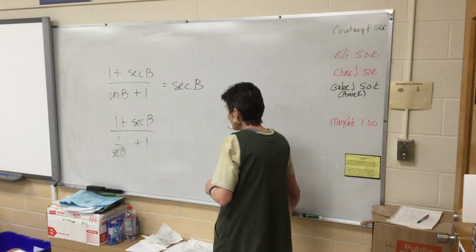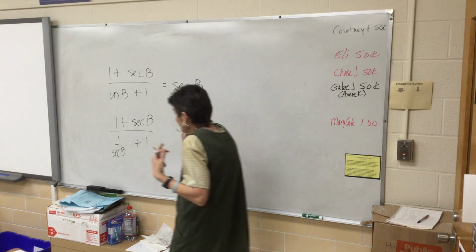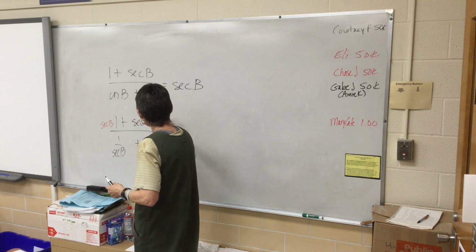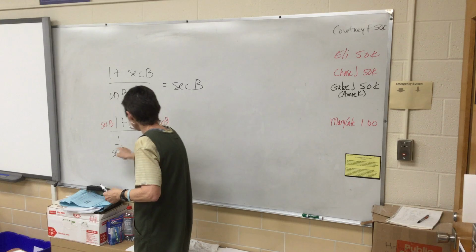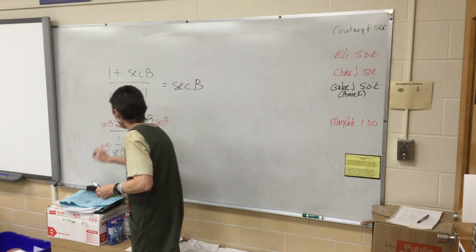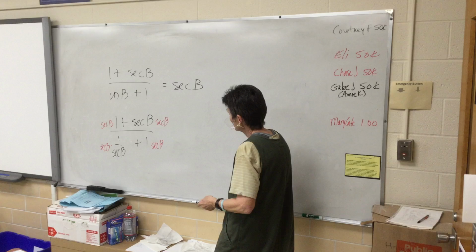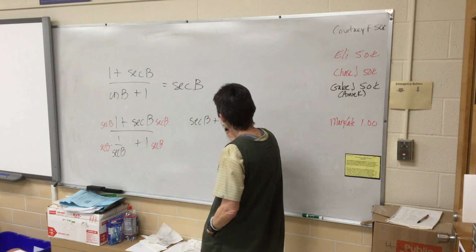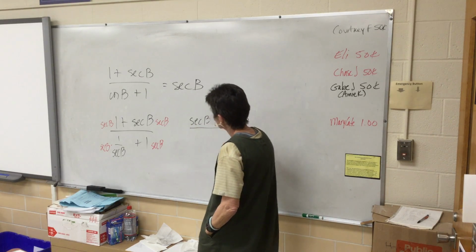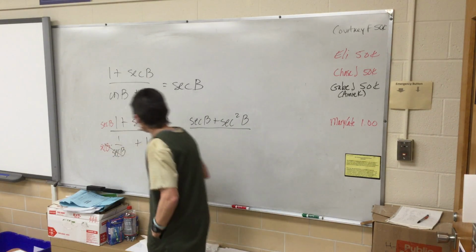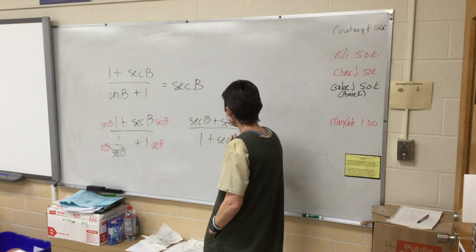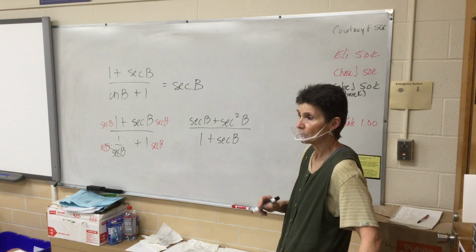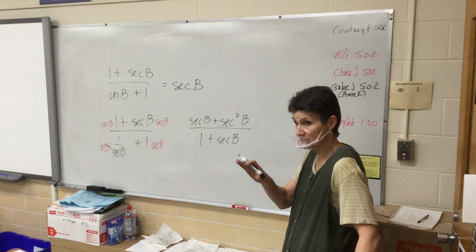That's a complex fraction. So I'm going to multiply everything by secant to get rid of the fraction in there, to get rid of this little fraction here. So now on the top, I have secant plus secant squared. And on the bottom, I have 1 plus secant. I'm going through this kind of fast. Everybody keeping up? You see what I'm doing?